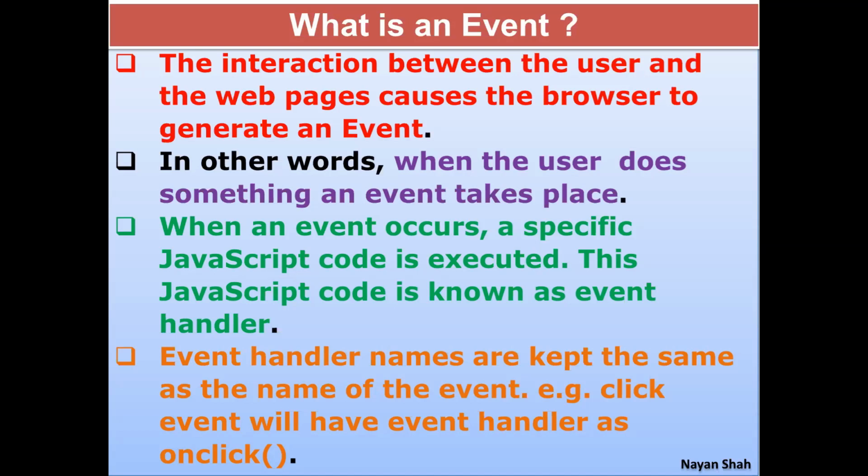Mouse over will have onMouseOver. Mouse out will have onMouseOut. And there are many such events. Here in this onClick, C should be capital, which it is not. The capital C is not there. That is my typing mistake, but it has to be capital.